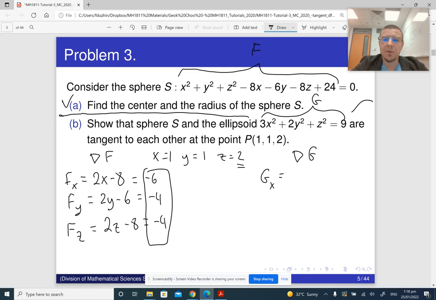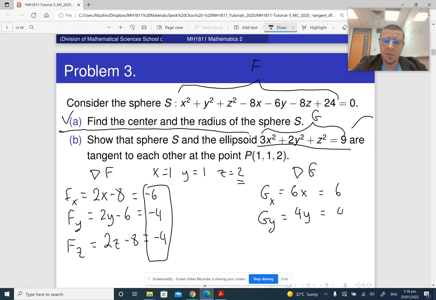Now nabla g, g_x. Now I'm differentiating g, so I'm differentiating the ellipsoid. The derivative is 6x. x is 1, so this is 6. g_y is 4y, and y is 1, so this is 4. And g_z is 2z, and z is 2, so this is 4. Okay, so this is nabla g.